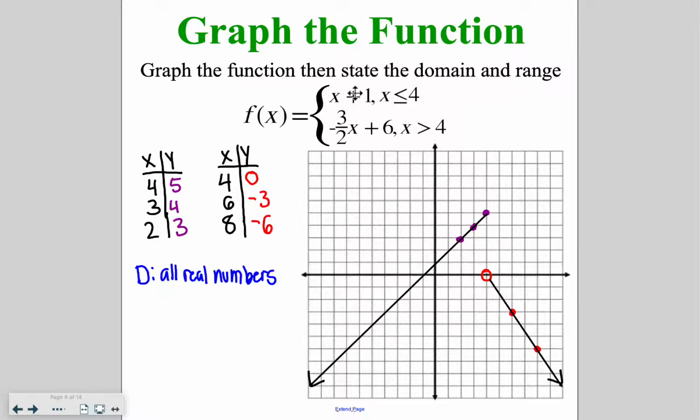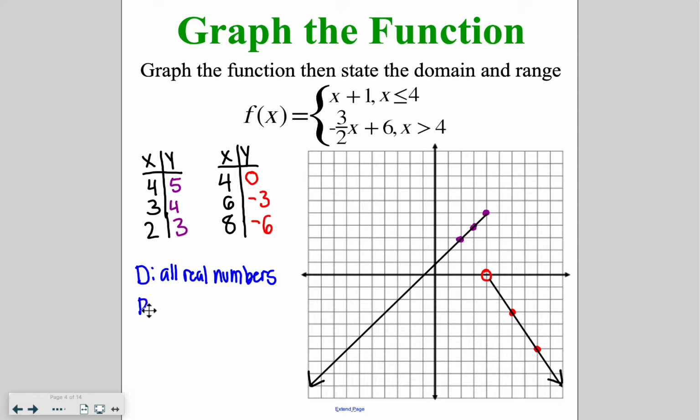You can always plug in any x that you need to. It's just a matter of whether the x will get plugged into the first part, in this case the number smaller than or equal to 4, or whether it would get plugged into the second part, the numbers bigger than or equal to, or just bigger than 4.